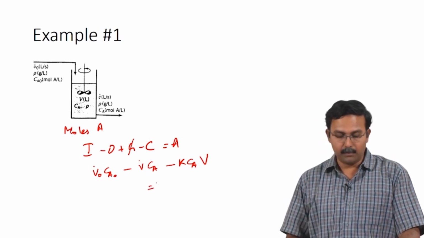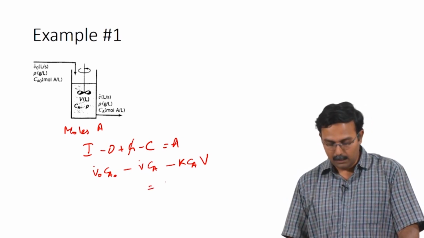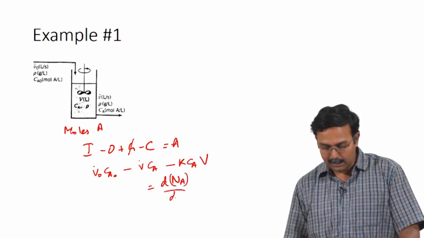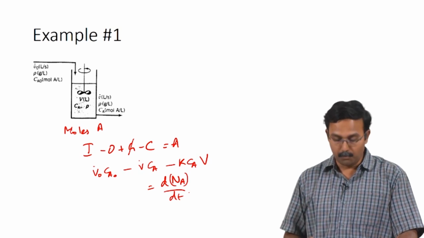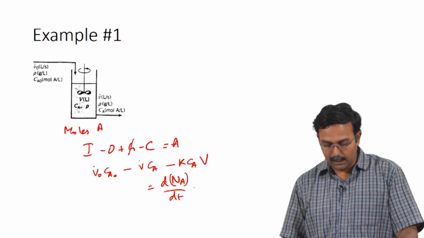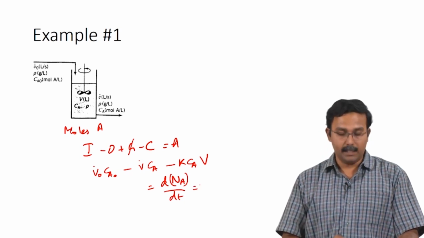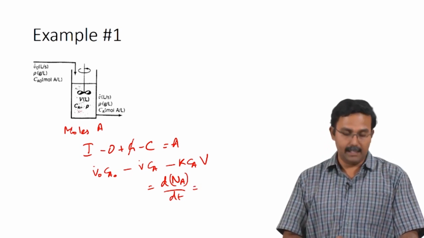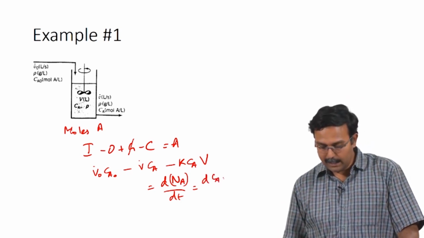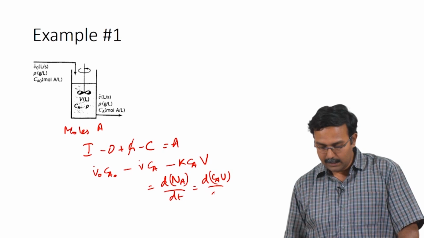The last term you have to look for is the accumulation term. So, the accumulation term would be dNA by dt. I am using N instead of M because I am using number of moles. So, this number of moles of A can be calculated by multiplying the concentration of A inside the reactor times the volume. So, this would be d(Ca V) by dt.